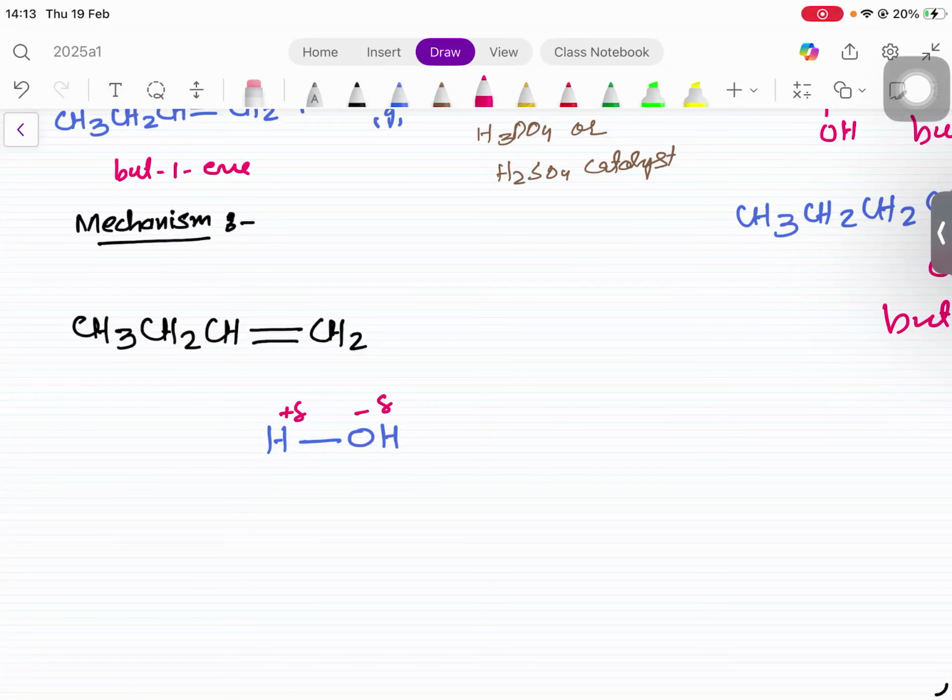So which will attach to this first, H or OH? Because the electrophile attaches. In order to attach the electrophile with the carbon, you need an electron pair. Where is that electron pair? Yes, the double bond electron pair is used to make a bond with this H. And in order to accept, it has to break this bond and make it OH.